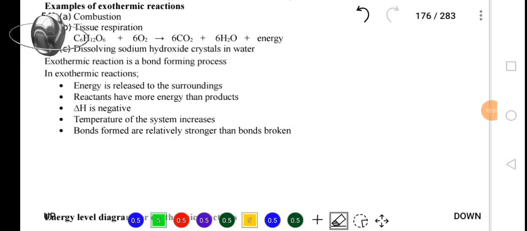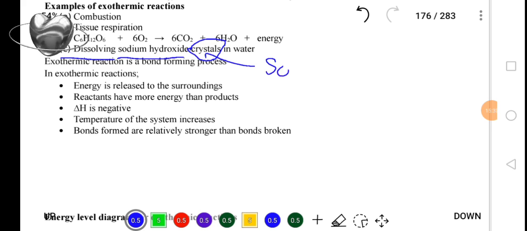We go to C, dissolving sodium hydroxide crystals in water. Dissolving is not a chemical reaction. Dissolving is actually a physical process where we just change the physical state of our reagents. For example, we are saying dissolving sodium hydroxide, the crystals. And when we see this word, the crystal, we are talking about the substance which is in solid state.